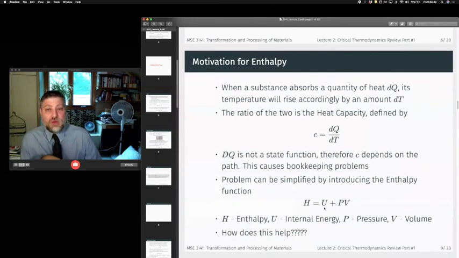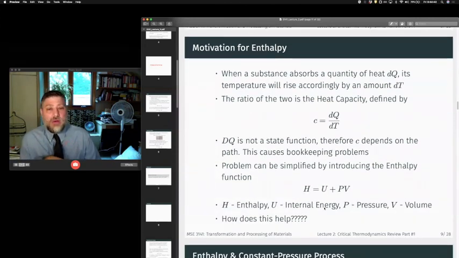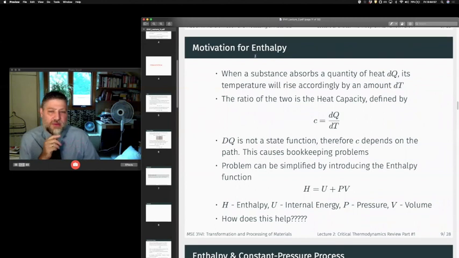Okay, so, motivation for the enthalpy, right? We know that, in the first law, we talked about heat. We didn't talk about this concept of enthalpy. Why do we need the concept of enthalpy?